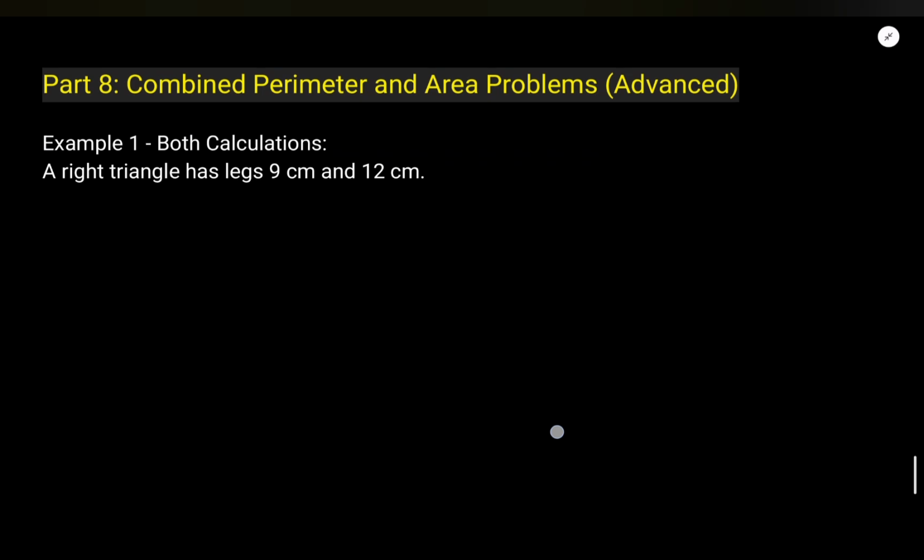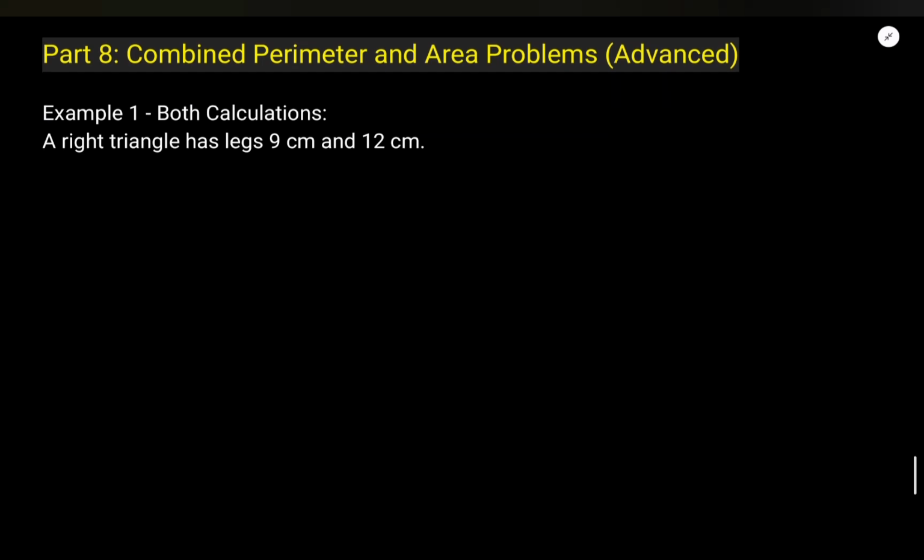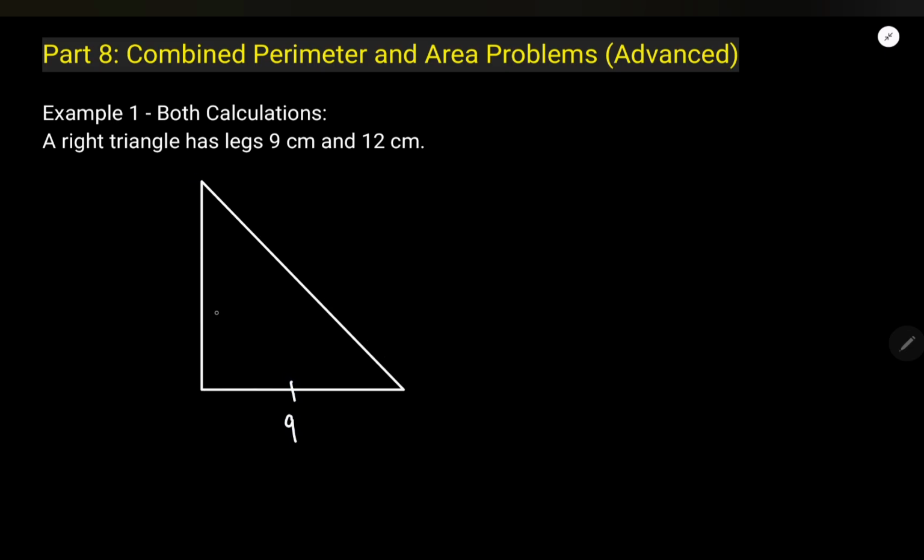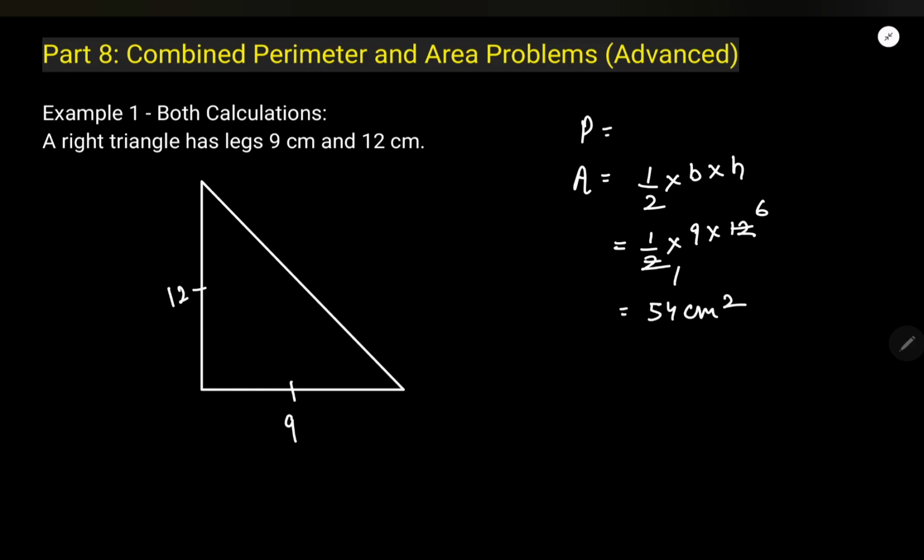Okay, and then we have combined perimeter and area problems. Here we have a right triangle. I will draw a right triangle. They are saying 9 and 12 legs, so this is 9, this is 12. First you need to find area and perimeter. Area we know, area is half times base times height, right? So area is half times 9 times 12, right? This is 6. Area is 54 centimeter square.